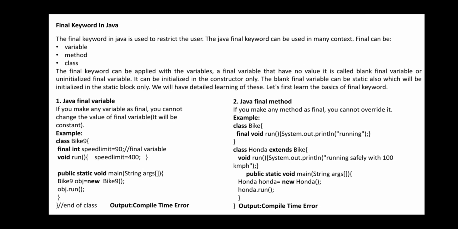I will repeat once again. Final variable means constant value. Final method means you can't override. Keep it like this in your mind. Ultimately you can write anything in the papers. There is no problem also.